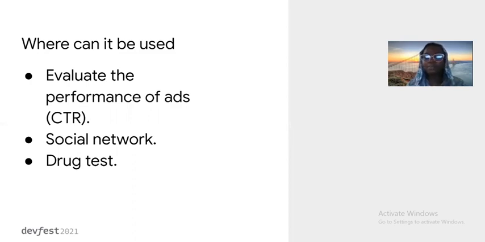Then for drug testing, you want to test the impact of a particular drug. You don't just take the drug and start giving it to people. You have to test it on certain, I think those are the ones they call lab rats, right? So they have to test them on the lab rats to make sure that it's safe before they give it to every other person.